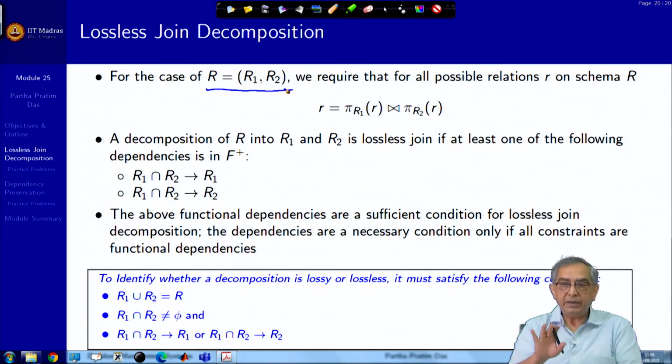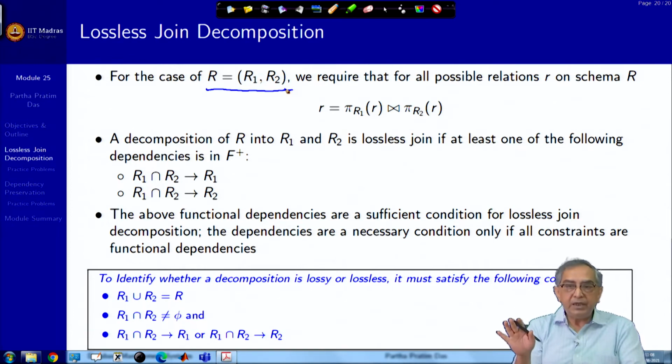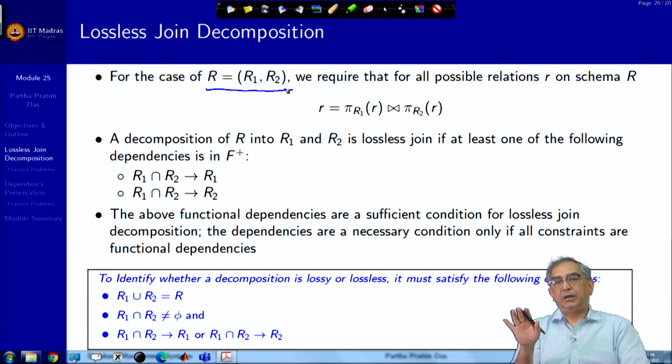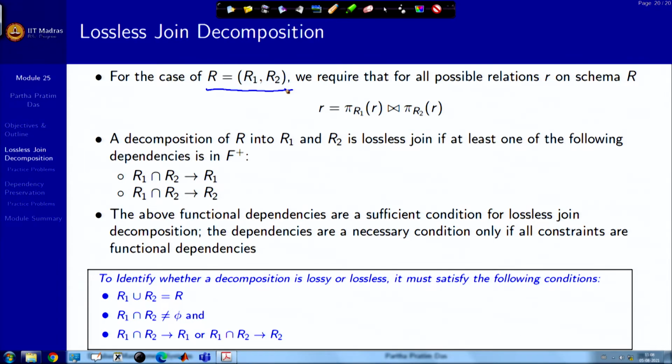So, what do I need? I need the basic requirement that for any possible instance of R, I should be able to reconstruct that instance from R1 and R2. If I cannot do that, then I have lost information. This is very important to note, that this must hold for all possible instances. So, if I have to do that, then what are the basic things I will need?